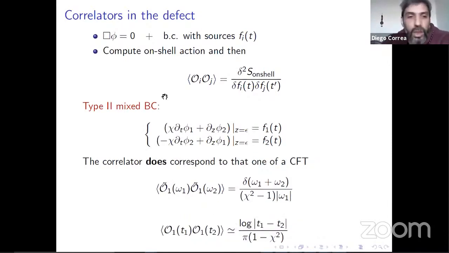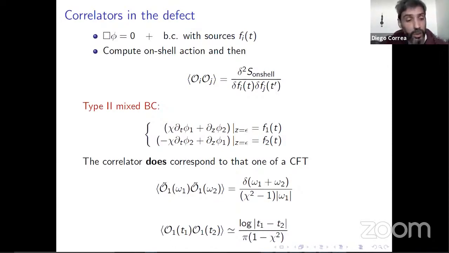When you do that for the type 2 case, the introduction of the time derivatives modifies how this omega appears here. So at the end of the day, when you have this type 2 mixed boundary condition in which this coefficient in the interpolation is dimensionless, what you get is a 2-point correlator which is perfectly consistent with conformal symmetry.